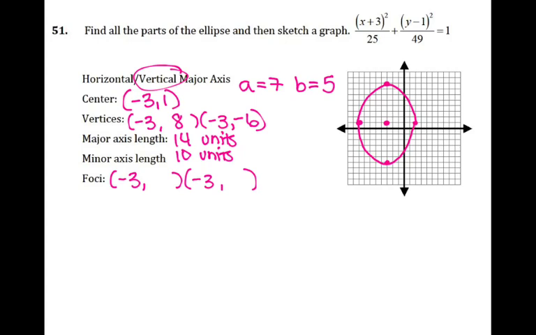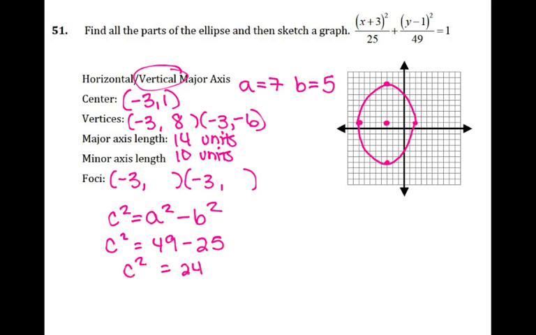So there's a formula for the foci. It's c squared equals a squared minus b squared. So I have 49 minus 25. So c squared equals 24, square root. So c equals 4.9. So again, I'm going to take the y coordinate of my center and add 4.9 to it. So that's 5.9. And subtract 4.9. Let's see, what's 1 minus 4.9? -3.9? Yep.